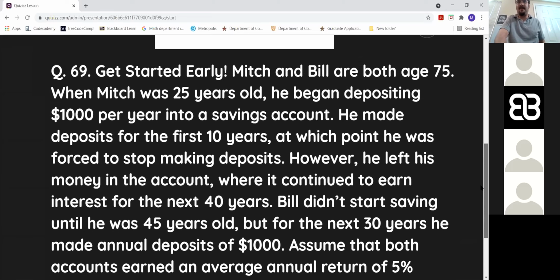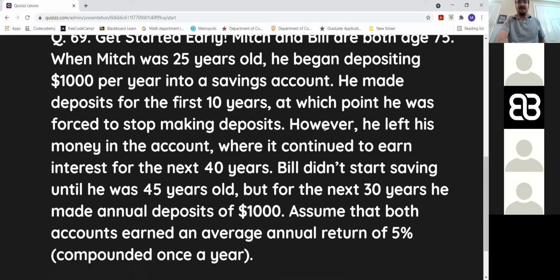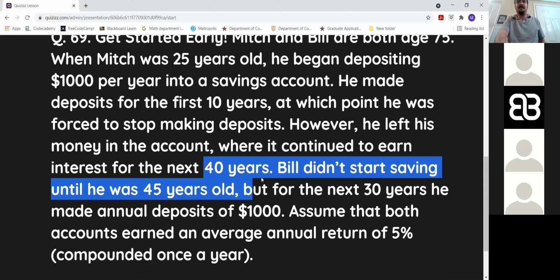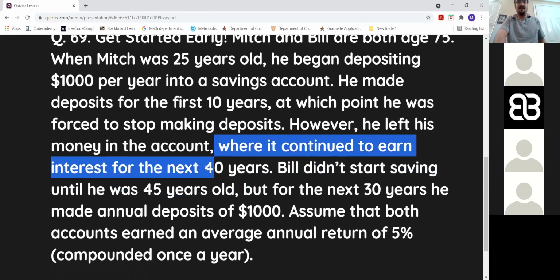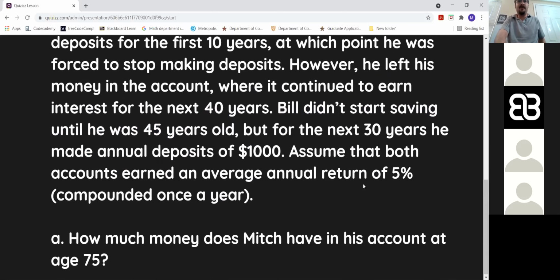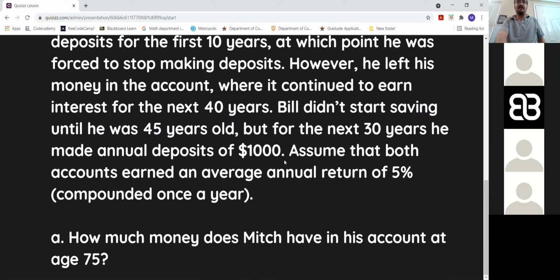So what this is sounding like is Mitch has a savings account. We're going to end up with an amount from that savings account. And then he's just going to Rip Van Winkle that amount that he saved for 40 years. So I think we're going to have to do a savings account for 10 years and a Rip Van Winkle compound interest account for 40 years. Bill's the other guy. He didn't start saving until he was 45, but he saved for 30 years, and he did a savings account for $1,000. His sounds a little bit simpler, maybe.